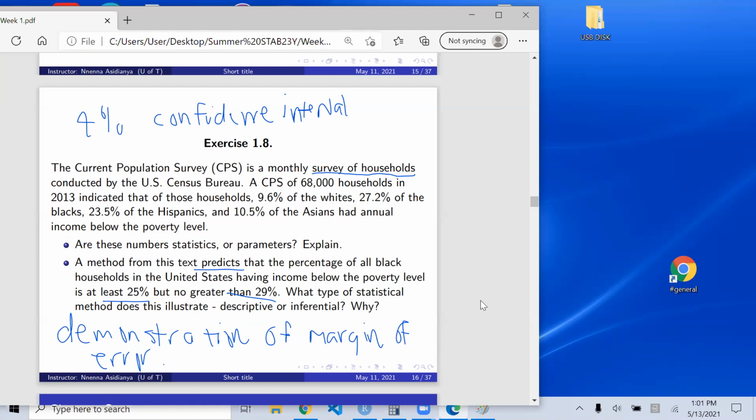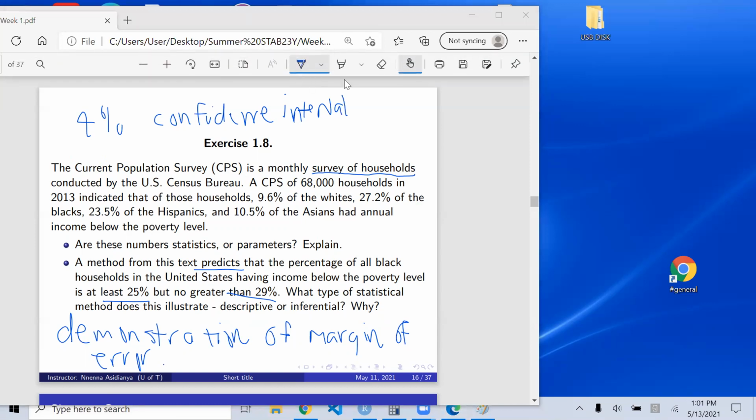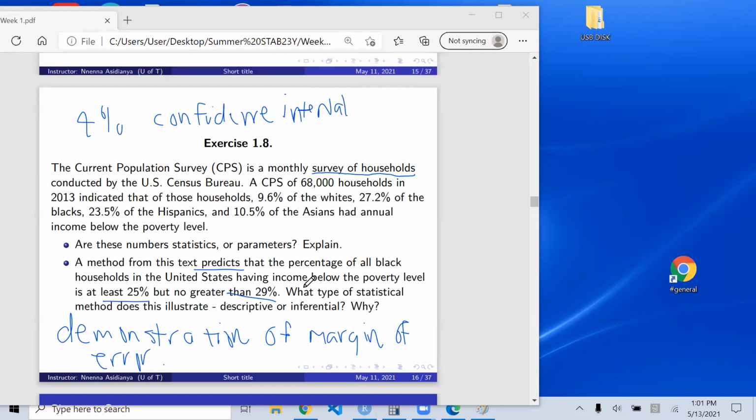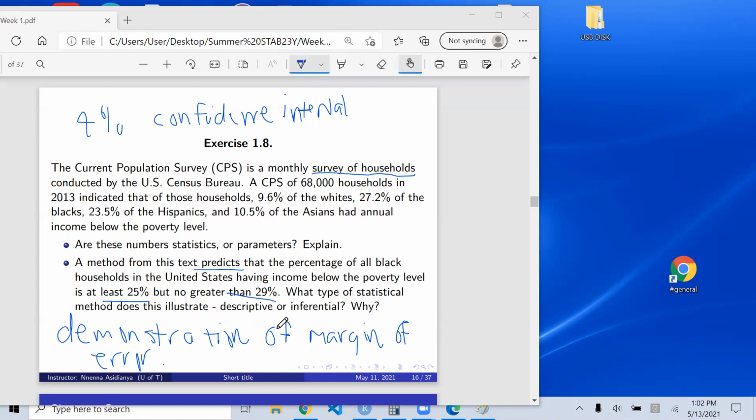So there was an understanding here that the point estimate is 27.2. Now it's literally 2% away from 25 and about 2% away from 29. So the margin of error is about 2%. But the confidence interval is 4%. This is the first demonstration of inferential statistics, right? So this is when you saw inference happening here.